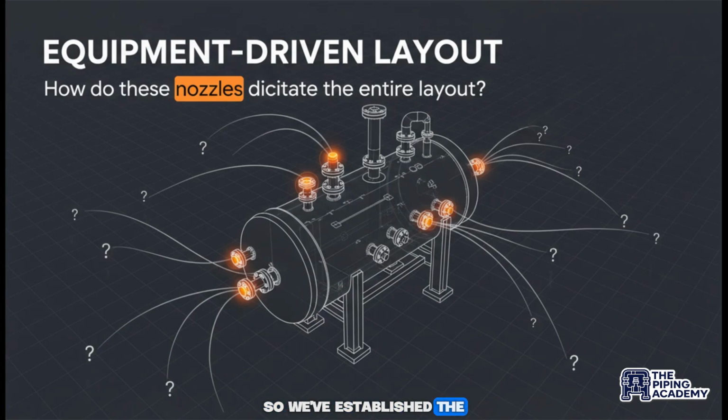So, we've established the rules of the road, but now we need to talk about the destinations. You see, the most critical constraints in any layout are the actual connection points on the equipment itself. So in the next explainer, we're going to dive into equipment-driven layout and see how something as simple as nozzle orientation can dictate the success or failure of your entire routing plan.